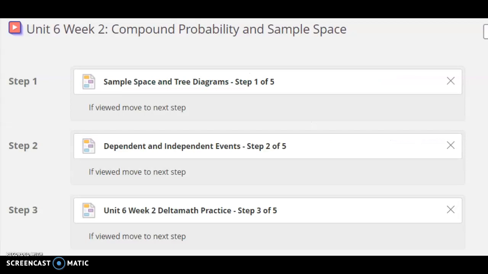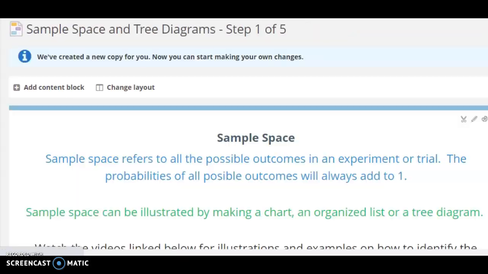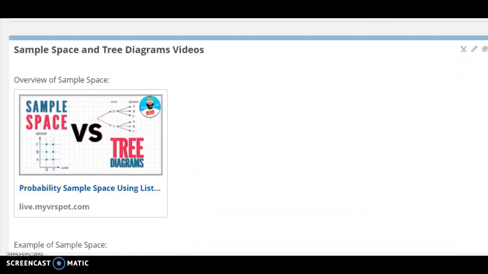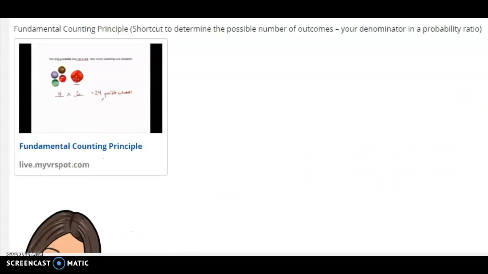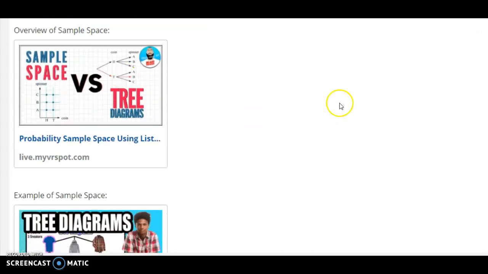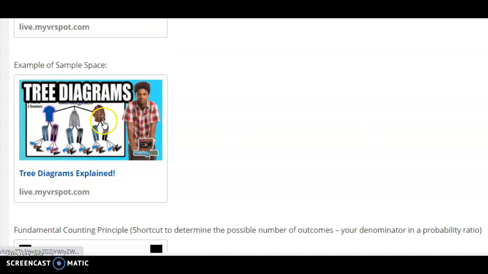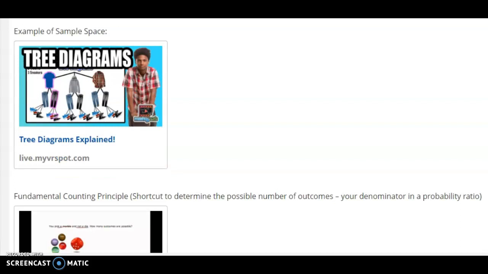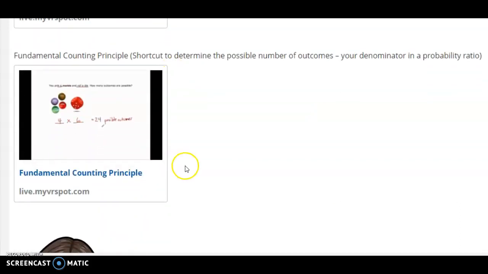Okay, so let's get started looking at your learning path for this week. We're focusing on compound probability and sample space. So we're looking at what happens when we have more than one event occurring. So the first thing we're going to do is look at something called sample space and creating tree diagrams. There are some notes for you to take and 3 videos for you to watch. One is an overview of sample space. This one just gives you an example of a tree diagram being created for a situation. And then the last one is looking at something called the fundamental counting principle, which we will use quite often.